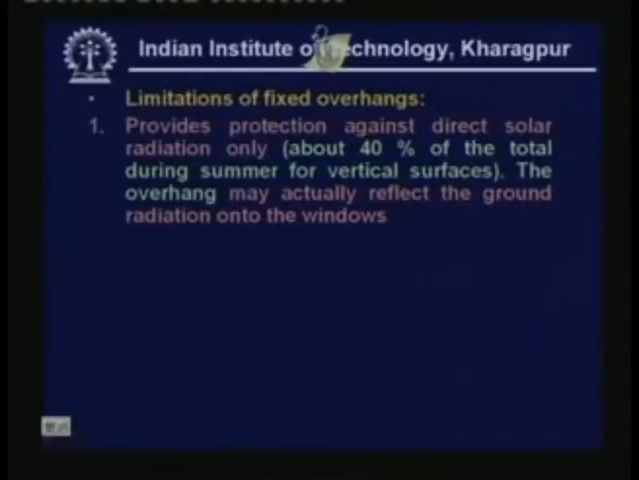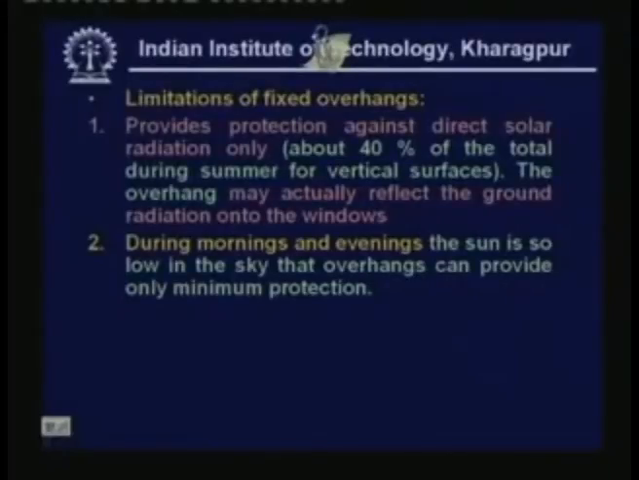External shading, right. And sometimes overhang can work in a negative manner. For example, the overhang may actually reflect the ground radiation onto the windows. It may look like a paradox that you provide an overhang and you find that there is more heat in the room. This happens because if your ground is highly reflective, then first the radiation will be reflected from the ground onto the overhang, and from the overhang onto the wall, onto the window. So ultimately, because of these reflections, there is a lot of radiation entering into the building, not through direct radiation but through reflected radiation. Then the overhang is working in a negative manner. So this is one of the limitations of the fixed overhang.